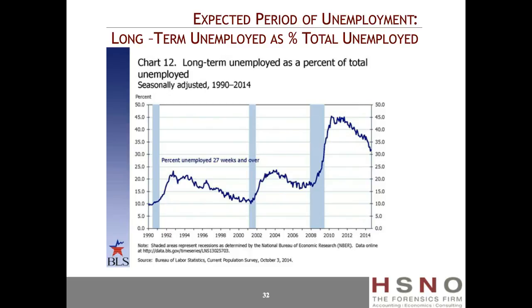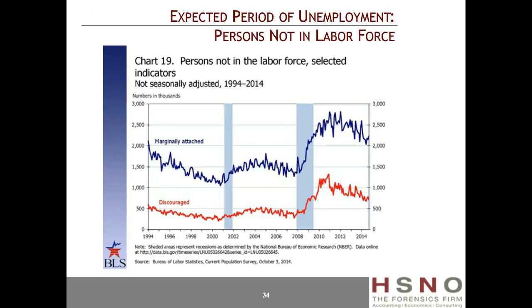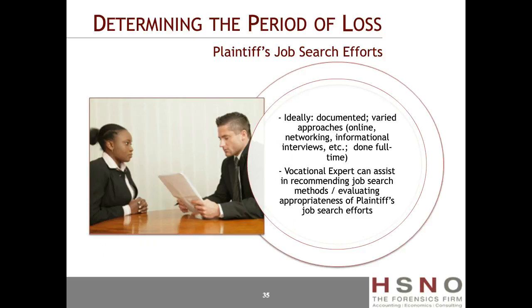Okay. Long-term unemployed, again, big jump in those people since the recession. Okay, people not in the labor force who want a job, increase in them. And persons not in the labor force. This red line below is discouraged worker. These are people who just fall out of the statistics. Okay, and these are people who are marginally attached. Big jump in those since the recession. Okay, so that's the data, and that's the job market that the terminated plaintiff is looking for work in.